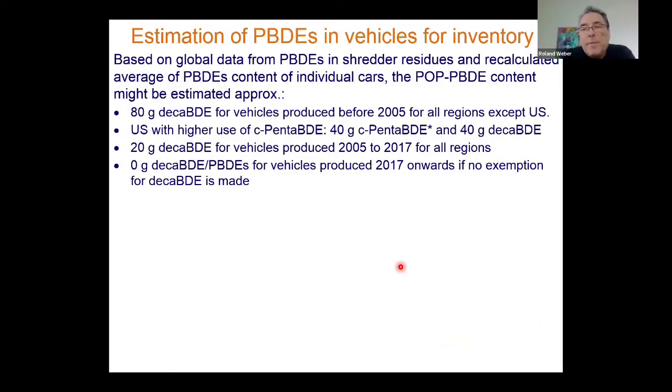And then we have developed a relatively simple calculation method to estimate the PBDE content of your vehicle fleet. For vehicles which are older than 2005, the average content is about 80 gram of especially Decabromodiphenyl. For vehicles produced between 2005 and 2017, it is lower, about 20 gram. You have seen also for Japan how this has decreased over time. And then we consider that vehicles produced after 2017 don't contain PBDEs.